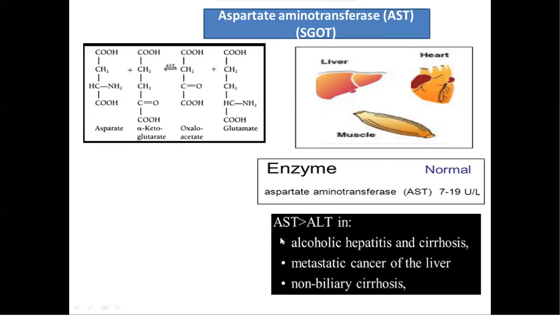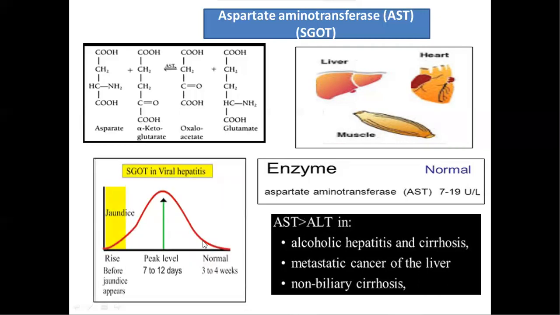Here, we are taking the ratio of AST by ALT. If the AST value is increased more than ALT, it indicates alcoholic hepatitis and cirrhosis, metastatic cancer of the liver, and non-biliary cirrhosis. We are going to learn about ALT in the next slide. ALT means alanine aminotransferase. These two enzymes are very crucial in the liver. These are the key important enzymes, which are available in the ratio of 1:1.